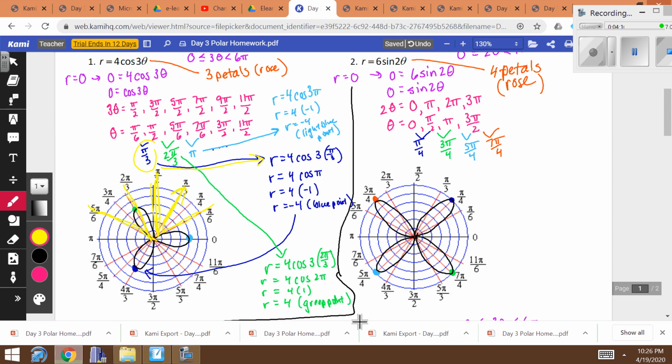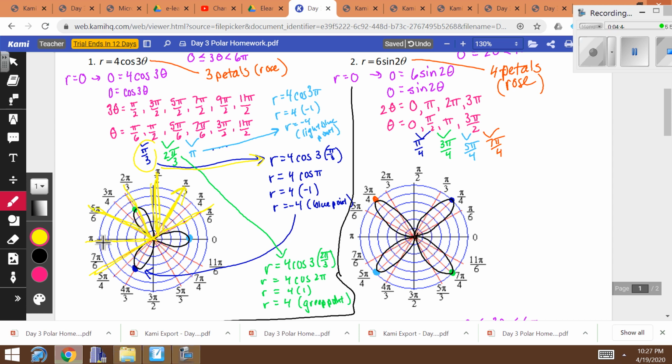So that's why it's the green point up over here. Okay, then if I'm going between 5 pi over 6 and 7 pi over 6, so 5 pi over 6 is here, 7 pi over 6, I already have those, we are looking at pi. So if I'm looking at pi, again, I plugged that in. The cosine of 3 pi is the same thing as the cosine of 1 pi, which is -1. And 4 times -1 gives us -4.